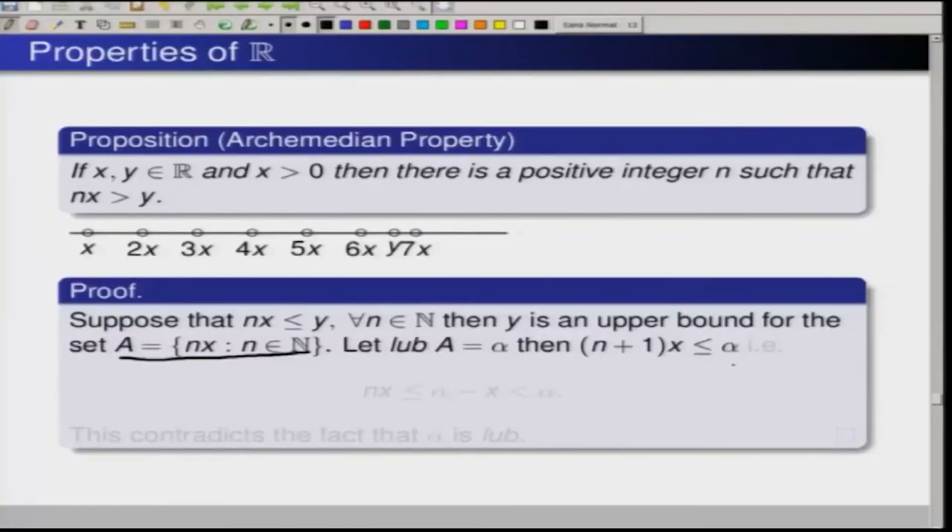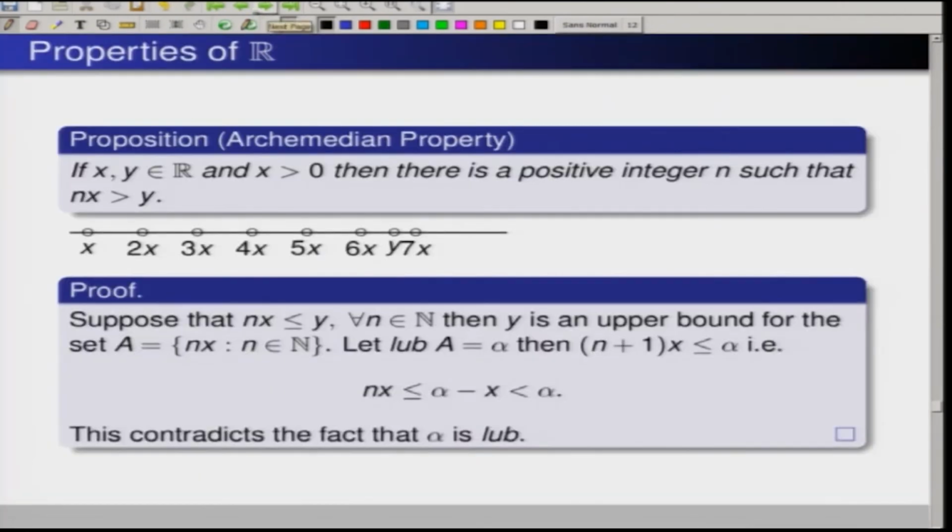Then the least upper bound is definitely an upper bound, which is going to be greater than or equal to any member of this set A. Therefore, (n plus 1)x is less than or equal to alpha for all n, because n plus 1 is again in N, therefore (n plus 1)x is in the set A. That is, nx is less than or equal to nx plus x is less than or equal to alpha, therefore nx is less than or equal to alpha minus x, but x is a positive number. Therefore, alpha minus x is less than alpha.